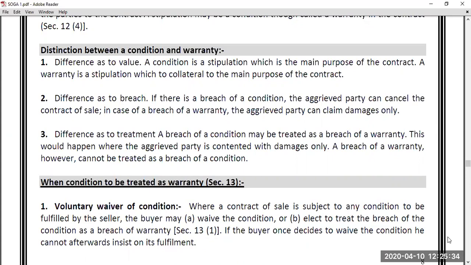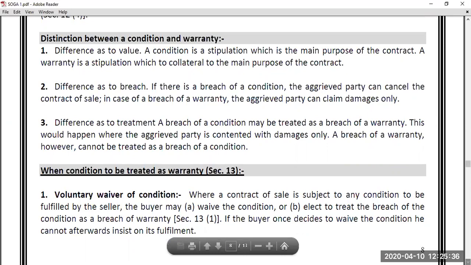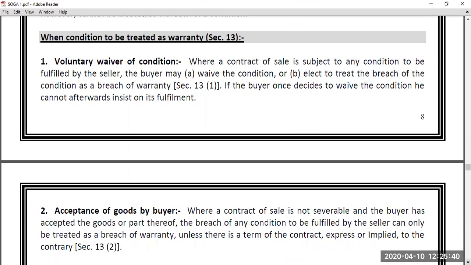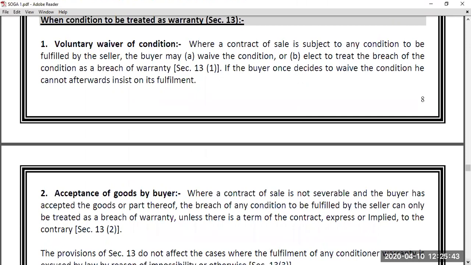Now the next point, as I already explained to you people, is when a condition is to be treated as a warranty. This is under Section 13.